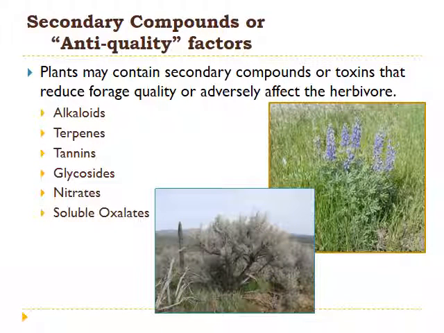Now finally, that third point is those secondary compounds, also called anti-quality factors. Plants contain a lot of secondary compounds or toxins, and we're going to talk about those in the next lecture in this class. The ones that we most often hear about on rangelands would be alkaloids, terpenes, tannins, to some degree glycosides. Nitrates can also be quite a problem under certain situations. And then soluble oxalates is something also that we'll see a lot of animals die from in certain situations. So everything from sagebrush to lupin and everything in between has a great deal of oxalates.